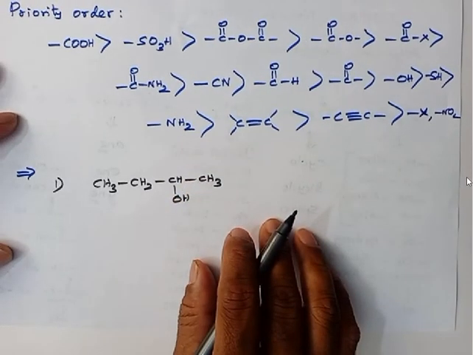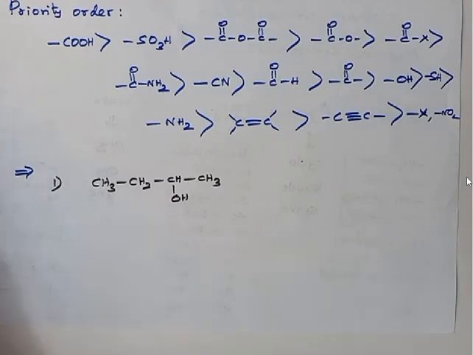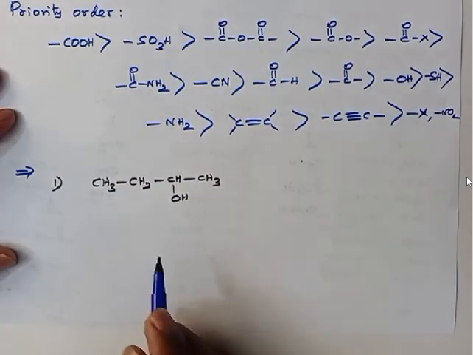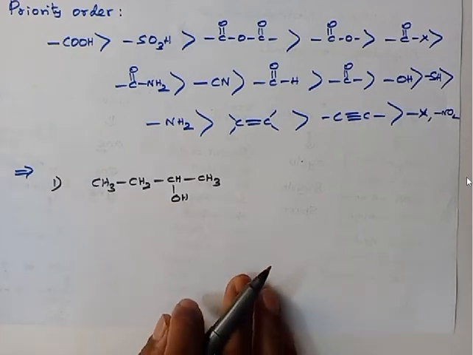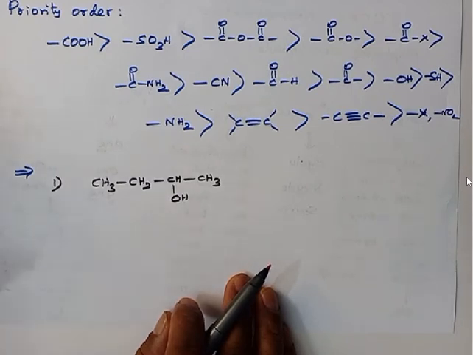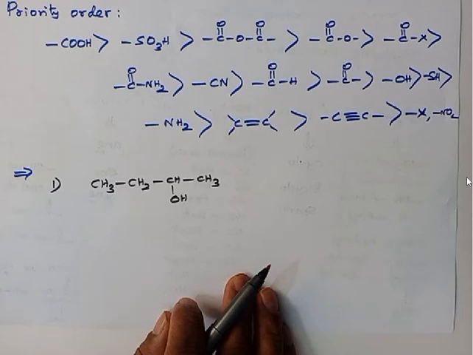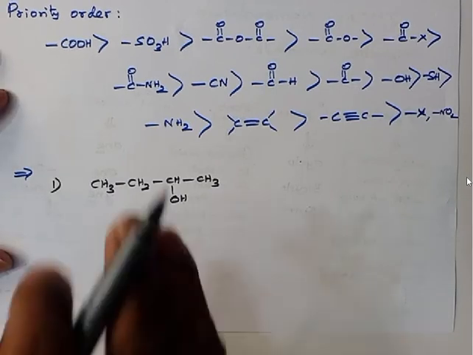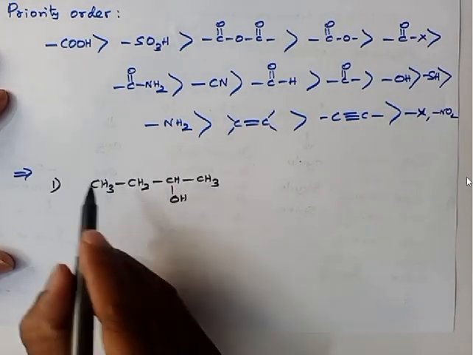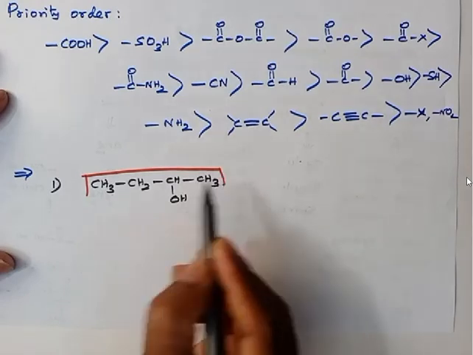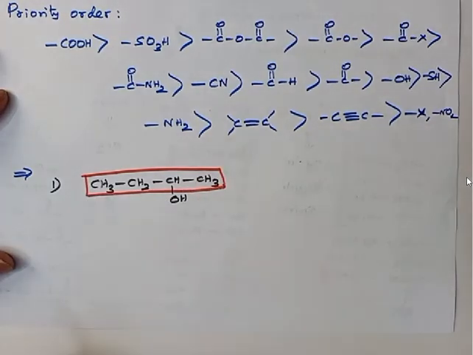This compound contains 4 carbon atoms. Now how to name this compound? First, we must fix the parent chain. I have told you already, the parent chain is the longest carbon chain possible in the given organic compound. If a functional group is attached to the parent chain, that is better, so you have to select that chain. Now see, the OH group is attached here. Now I am going to select the longest carbon chain possible here. This is the longest carbon chain possible.